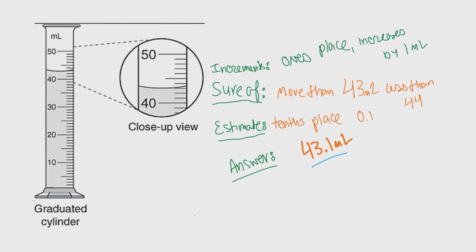All right, if you did this correctly, we should have gotten 43.1 milliliters. We were sure that the meniscus was above 40, 41, 42, 43, but below 44, which is here, so we could say it was 43. Now we are going one place beyond the ones, which is the tenths place. We're reading this to the tenths. I'm estimating it to be 0.1. So 43.1 is your answer.